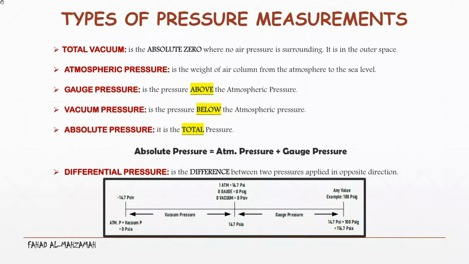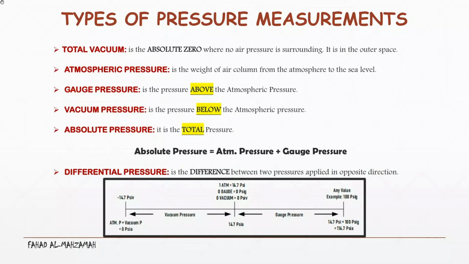Now the last part is the differential pressure. So if two pressures are applied in opposite directions, you will take the net pressure, or the difference between these two pressures, and this is exactly called the differential pressure, or we call it delta P, okay, delta P.